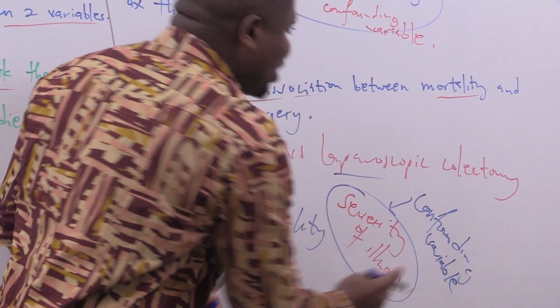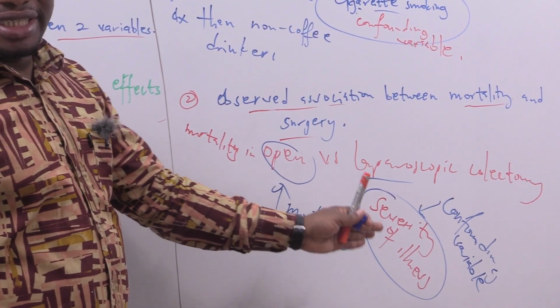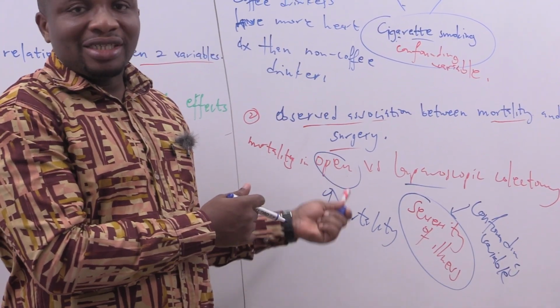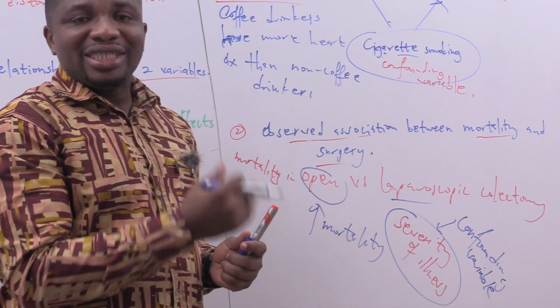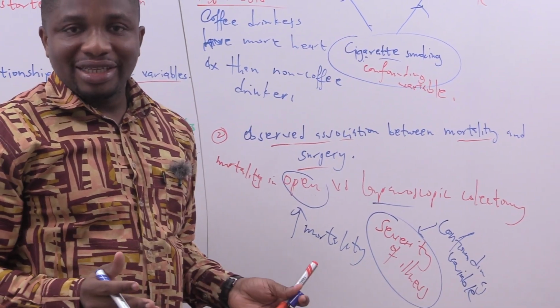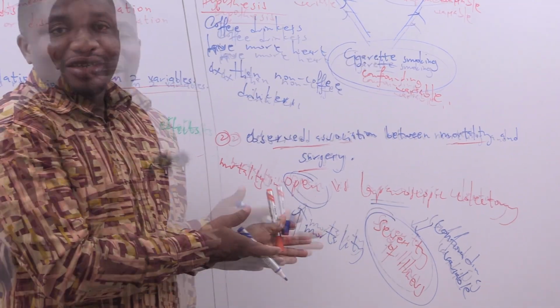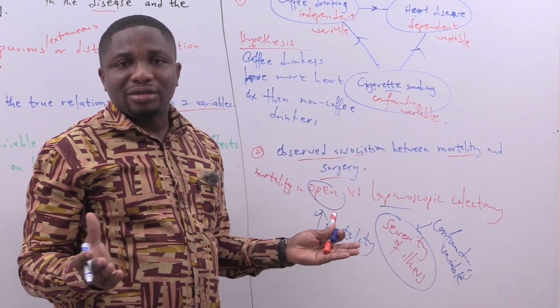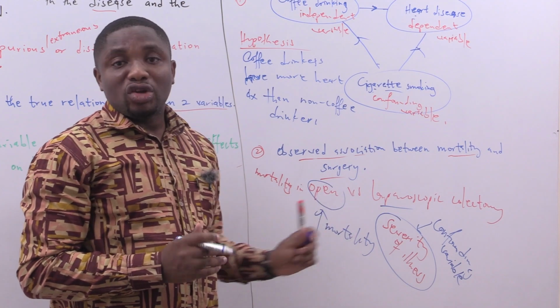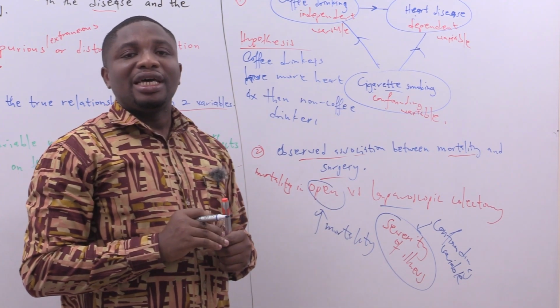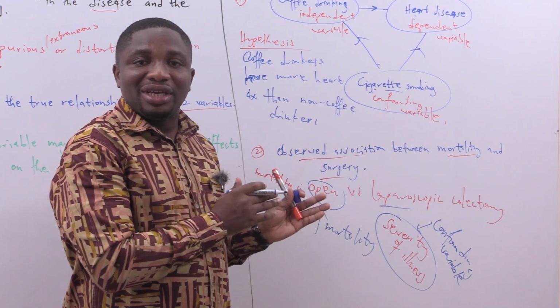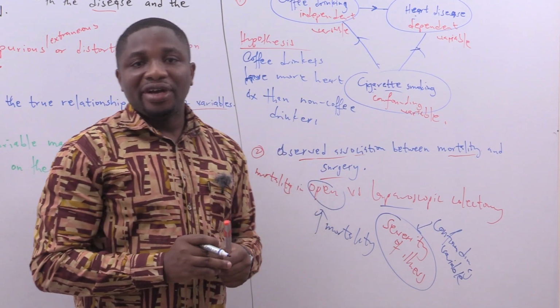Because if not for the severity of the illness or the disease, the patient would not have undergone an emergency open colectomy, which increases the risk of mortality. Unlike in the laparoscopic, where the severity of the illness is not high, it's mild or moderate, the laparoscopic colectomy is done, which reduces the mortality rate. So in that, we'll say that the severity of the illness becomes the confounding variable.